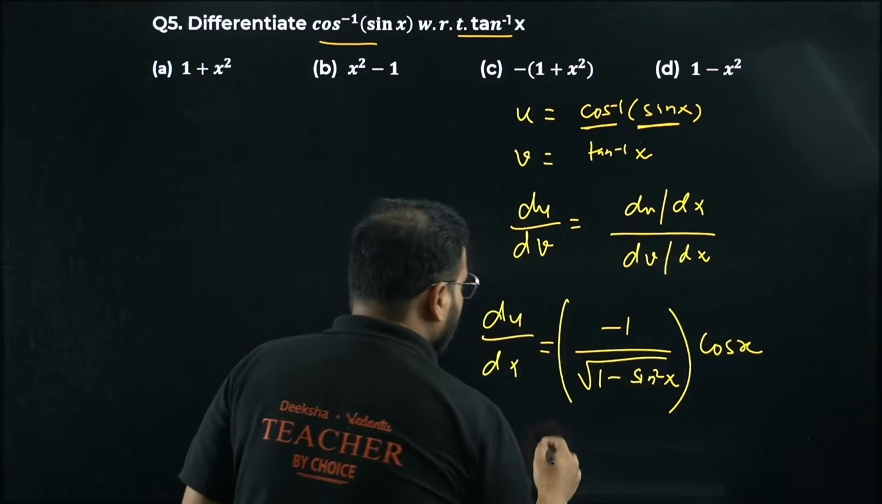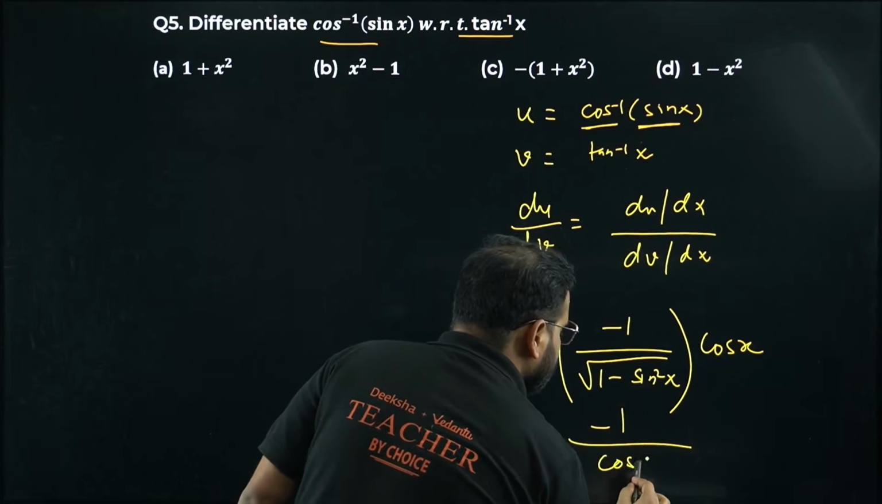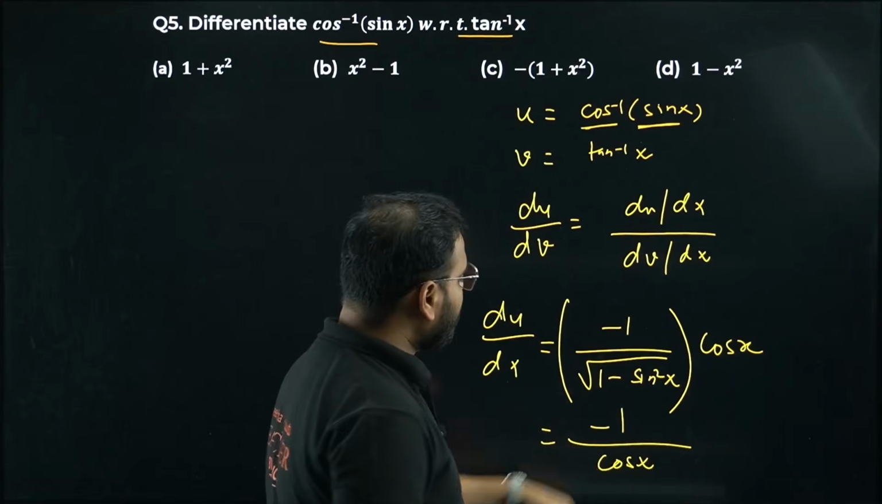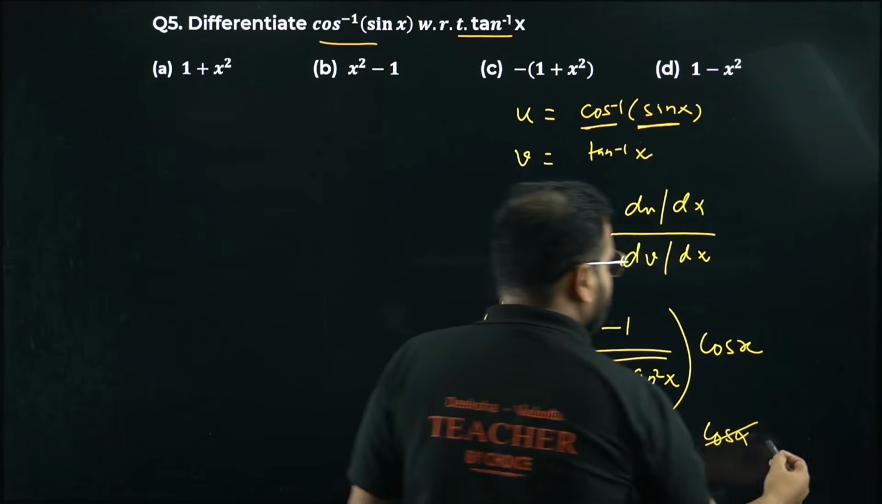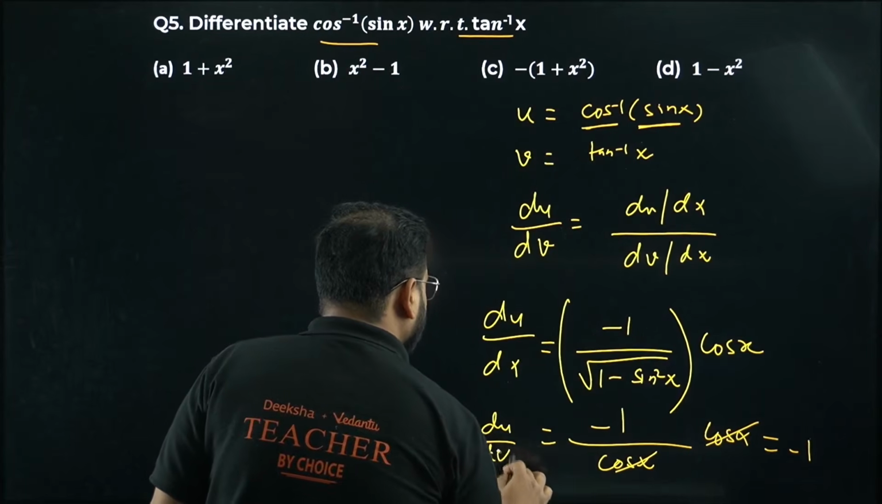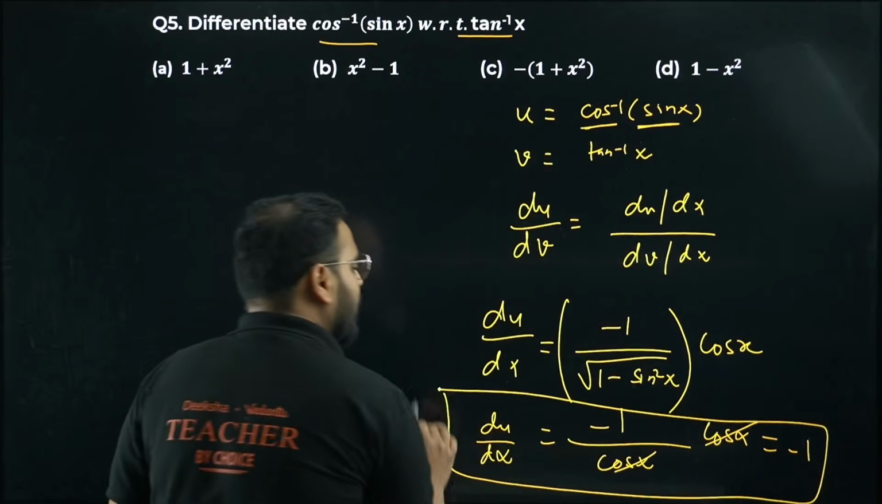Okay, let's continue from here. What I have is minus 1 upon root of 1 minus sin square x, and 1 minus sin square is cos square, so the root becomes cos x. Then cos x into cos x cancel, and what I get is simply minus 1 as your du by dx. I hope this is clear.